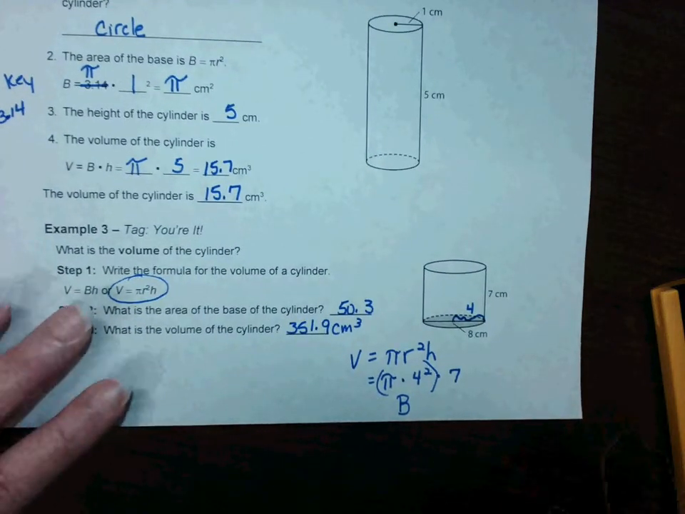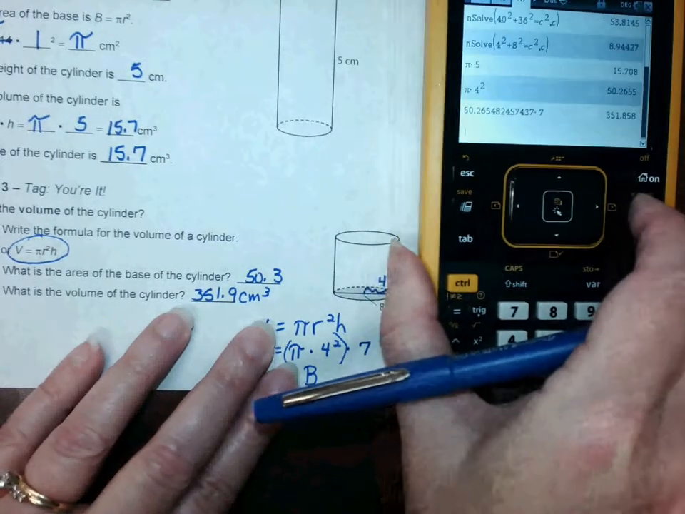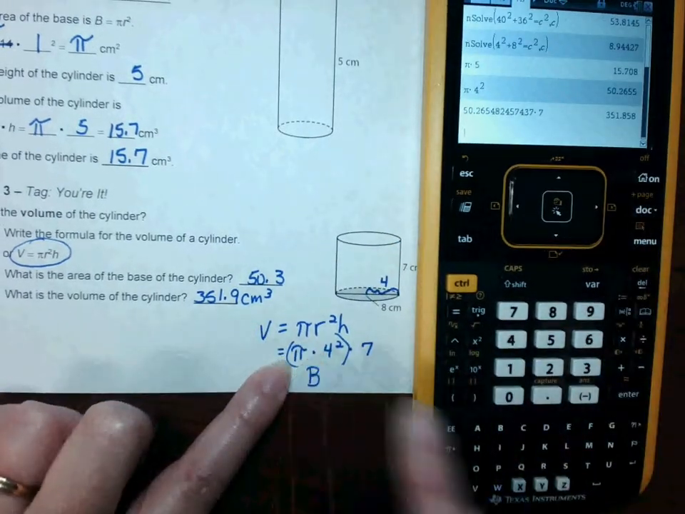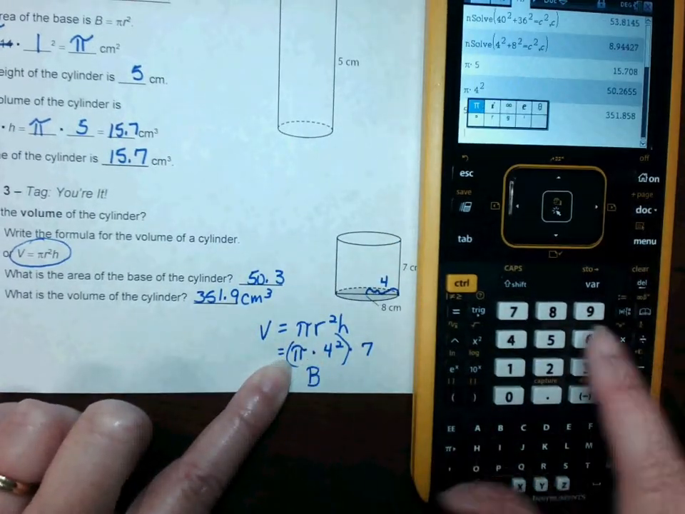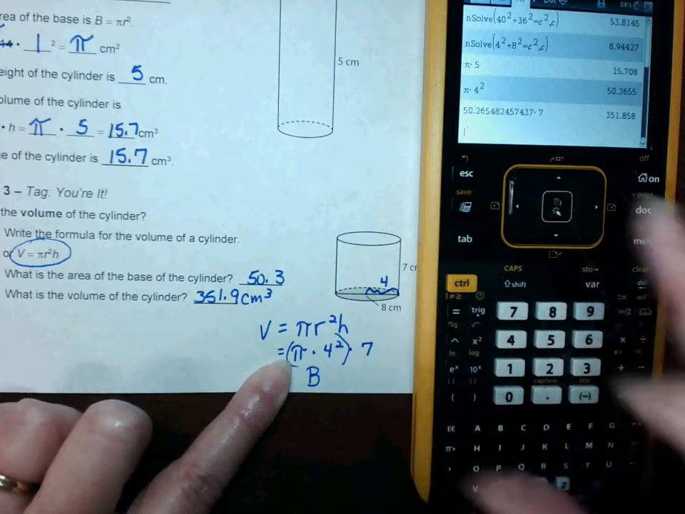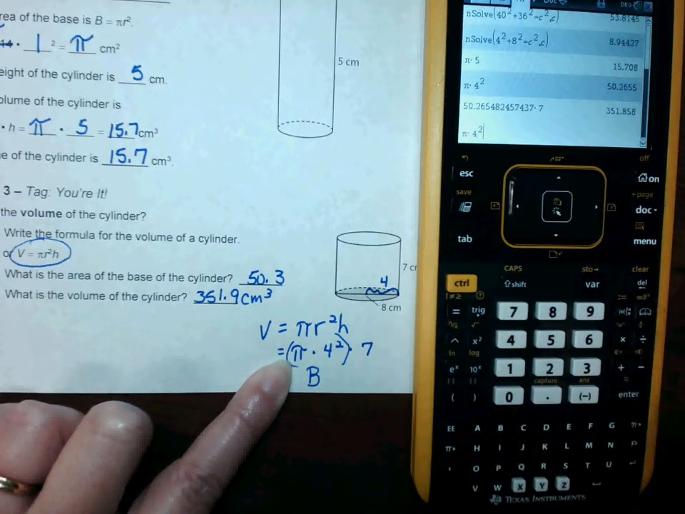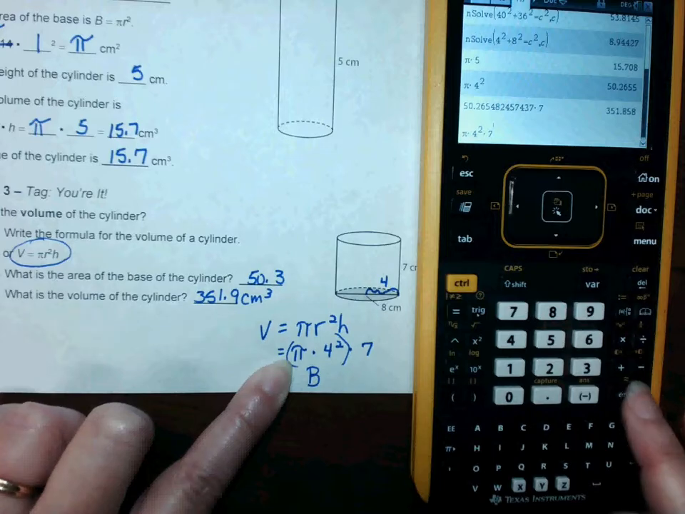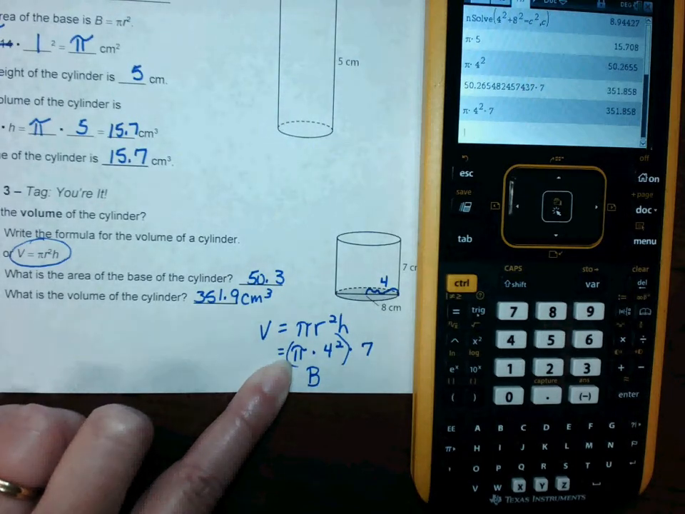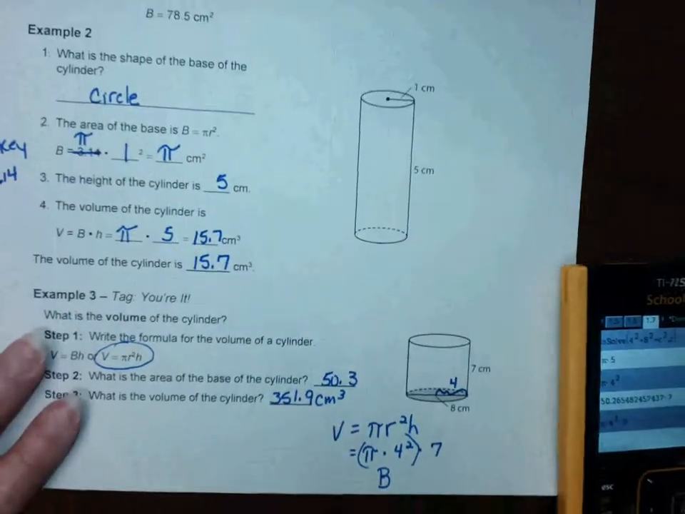And that is it. You can just type this whole thing in. Pi times 4 squared times 7. And there's your answer. And that is it.